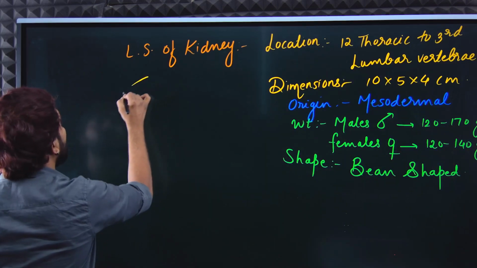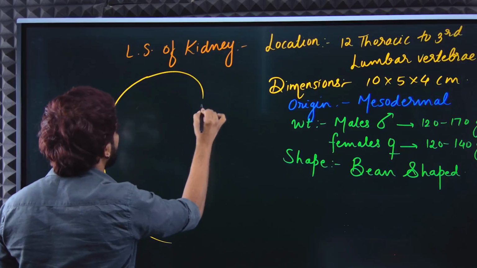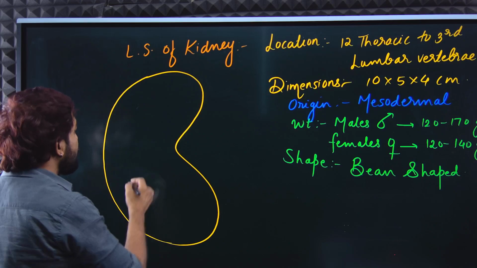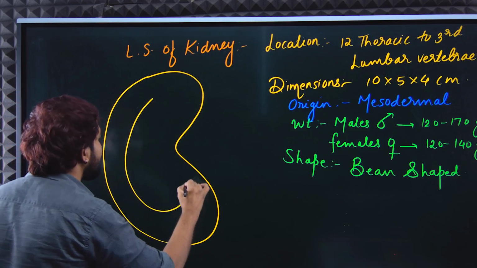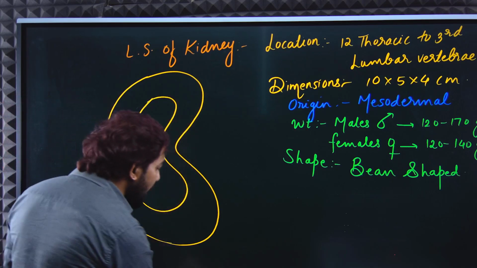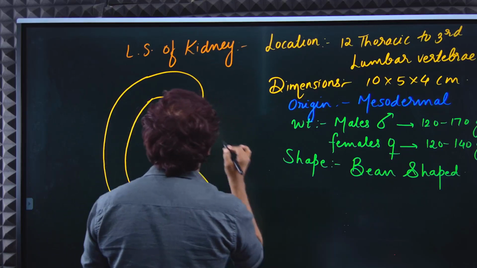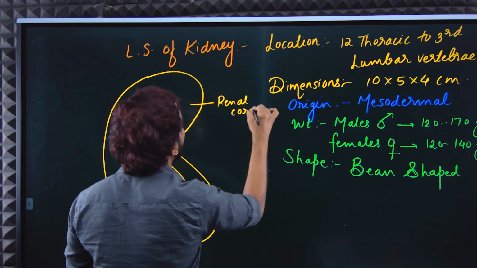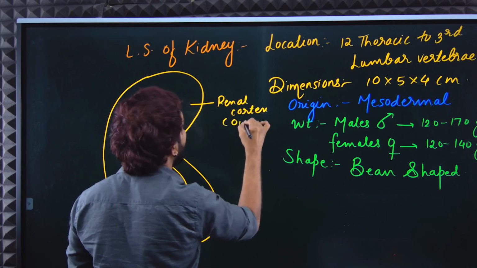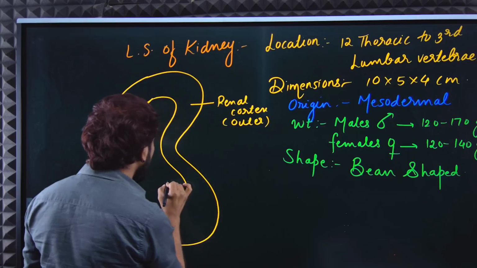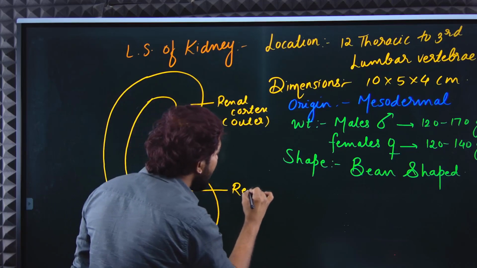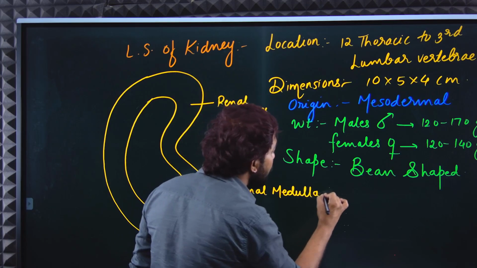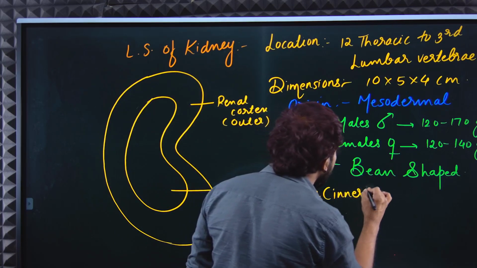In this particular longitudinal section of the kidney, we are going to find two areas. The outer area is called renal cortex. This one is the outer area. The inner area is called renal medulla. This one is the inner area.